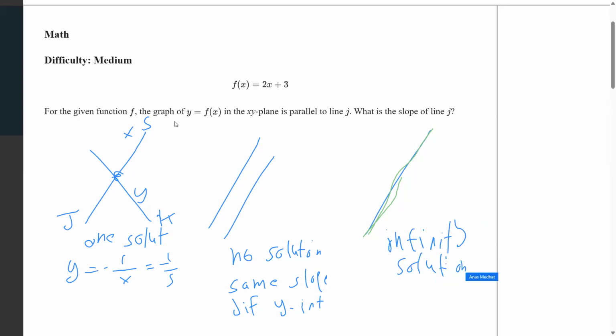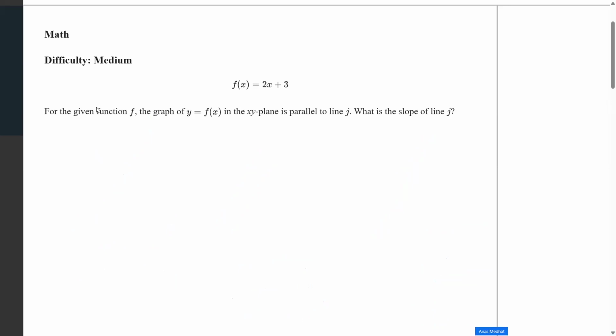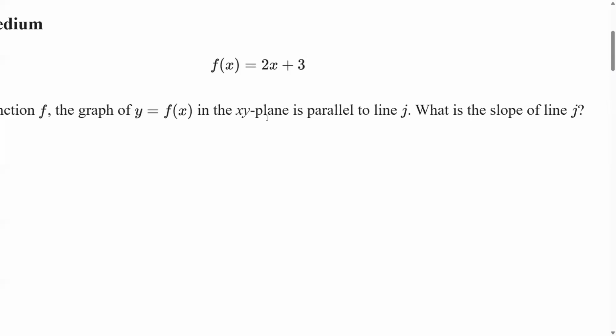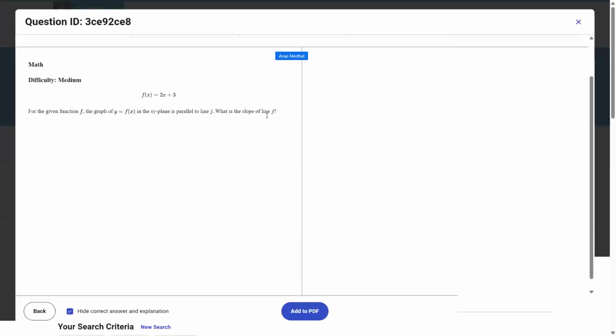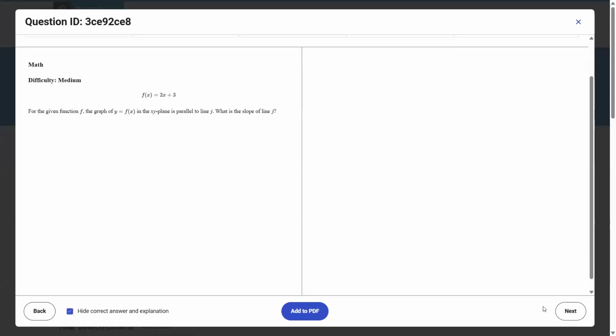They will have the same formula, same y-intercept, same slope. Okay, let's see here. It's saying that the line f of x is parallel to line g. What's the slope of g? So if they are parallel, we said they will have the same slope but different y-intercept, so it should have two slope also. So the slope is 2.